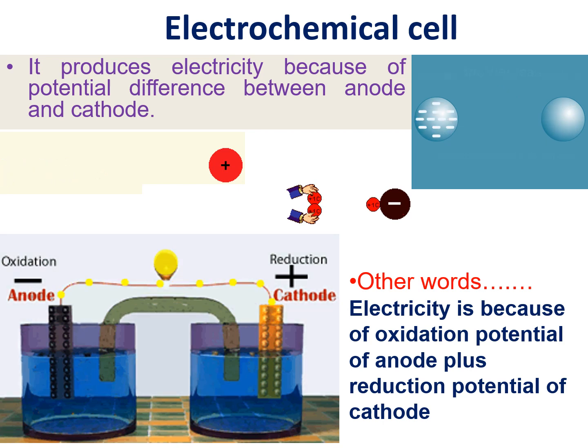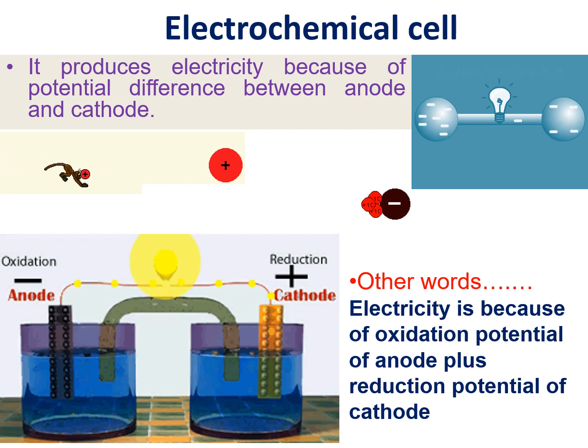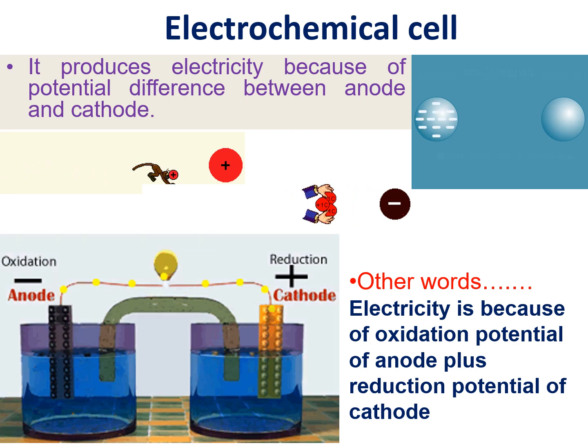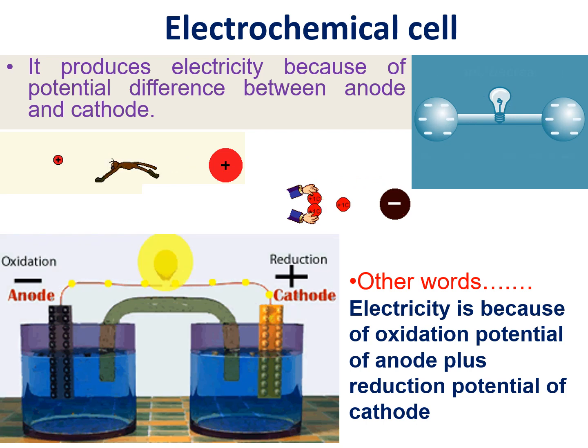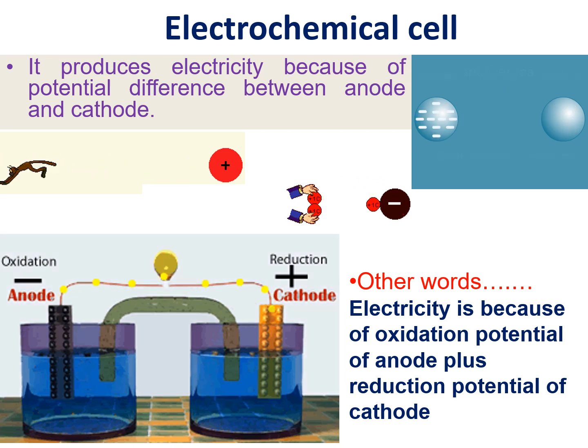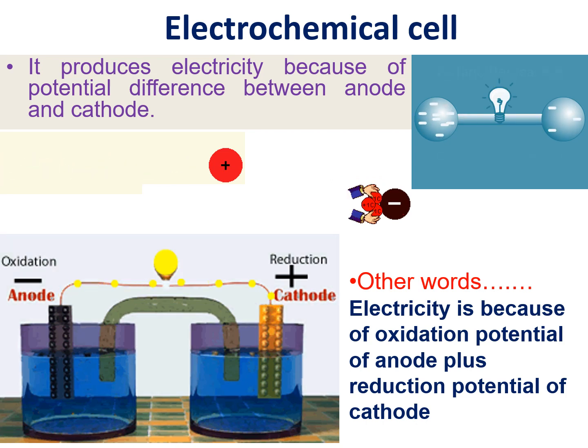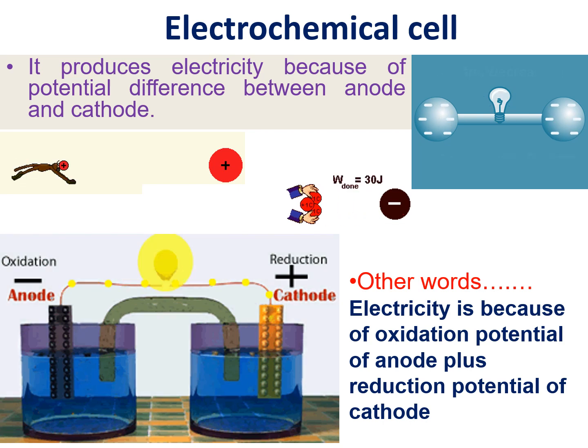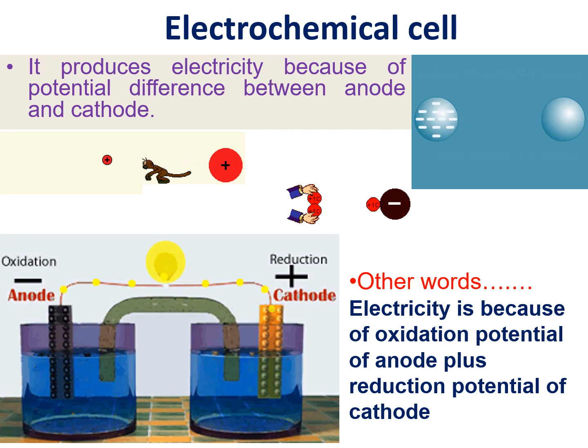Those electrons are required at cathode. Why? Because at cathode reduction takes place. Reduction means it accepts electrons. To accept, it needs electrons. Those electrons are provided by the anode. So this potential difference creates the electricity. So what is potential difference? First of all, the question is, what is potential difference?